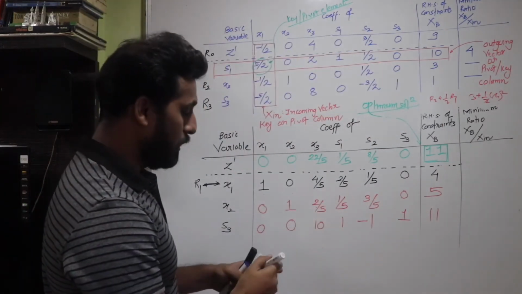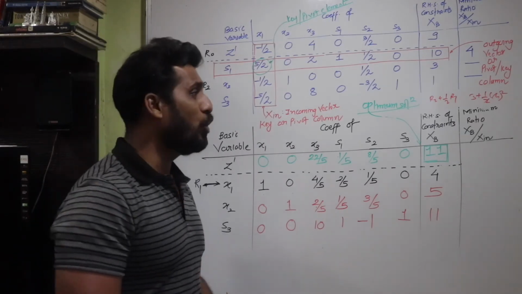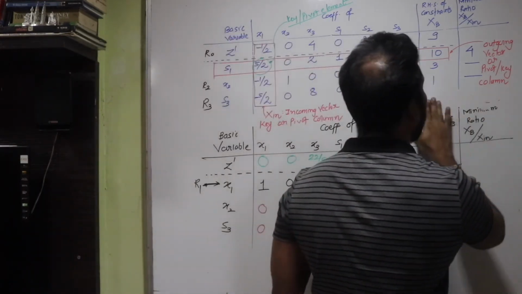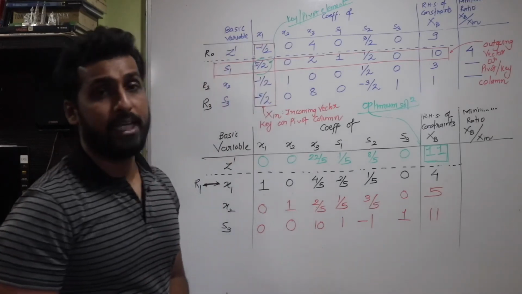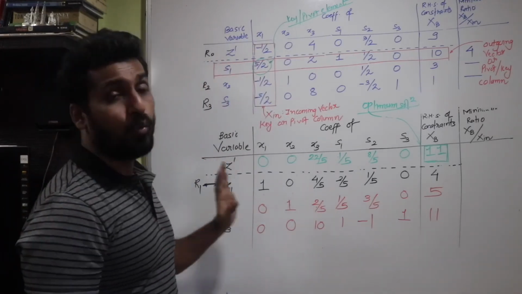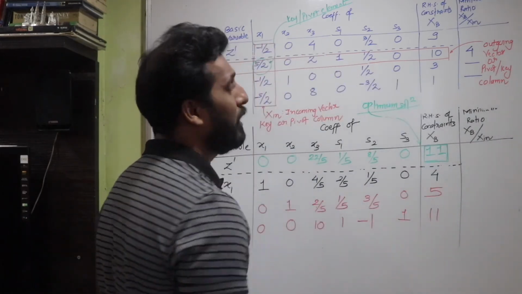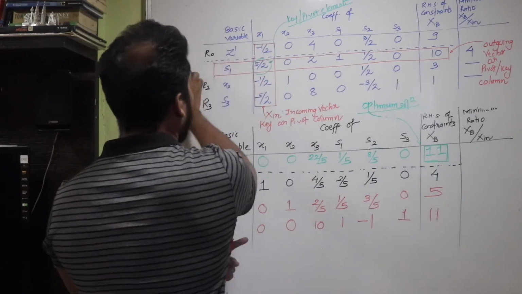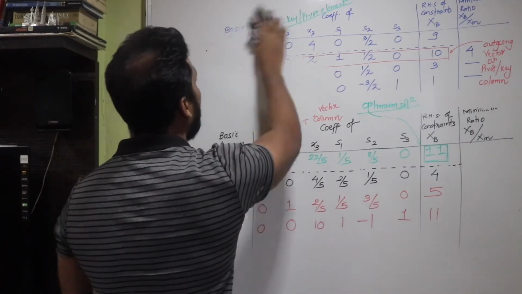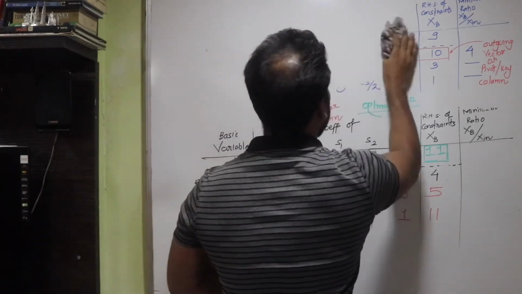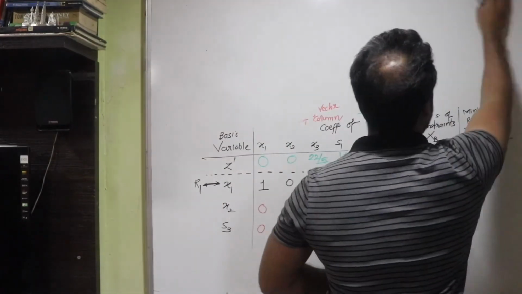So that means now there is no need to get the minimum ratio. You have all understood, isn't it? No need to get the minimum ratio. You have come to the optimum solution. So what I'll do is I'll remove the previous table. Now there is no need of the previous table. So I'm going to remove the previous table from here and I'm going to write the final solution, isn't it?